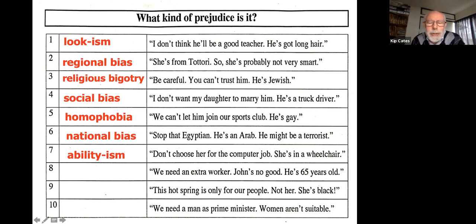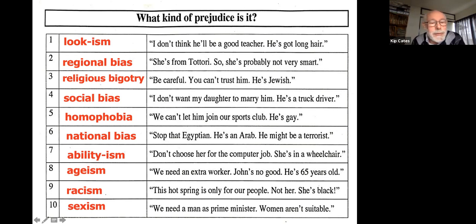8, we need an extra worker. John's no good. He's 65 years old, way over the hill. Ageism. 9, this hot spring is only for our people, not for her. She's Black. Racism. And 10, we need a man as prime minister. Women aren't suitable. Of course, sexism. These are 10 very basic types of prejudice.